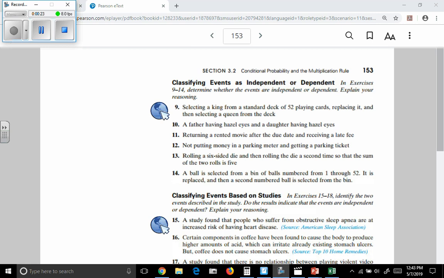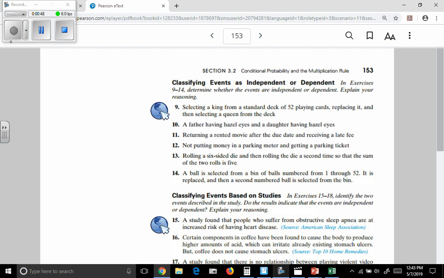Well, we know through science that there is a connection between attributes of children and parents. Children tend to look like their parents. So the eye color of the father or mother does impact what eye color the child might have, so those events are dependent. One event is connected to the other.